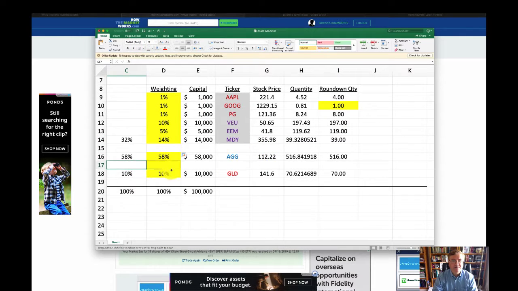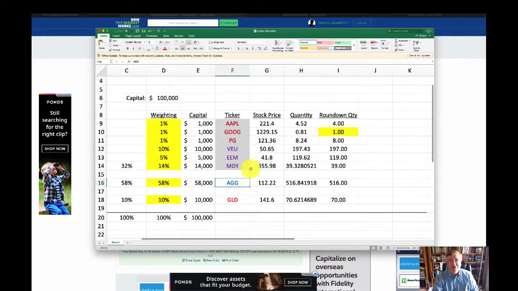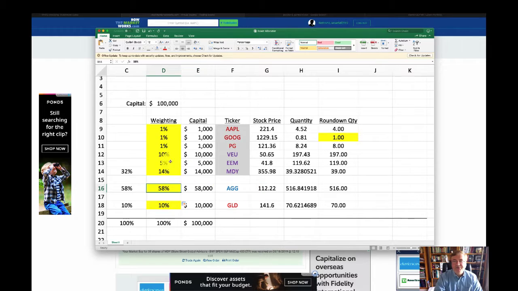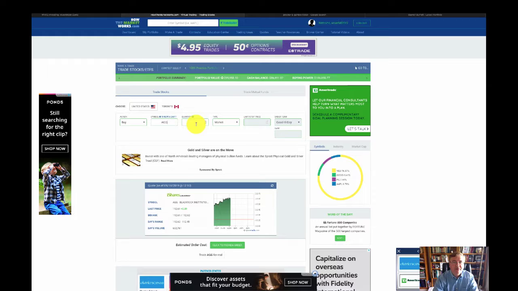Okay, let's move on to the bonds here. As you can see, the bond allocation is quite significant. It's 58% of the overall portfolio, otherwise known as $58,000 in this case. And we're going to buy the Barclays Aggregate Bond Index. This is a portfolio of investment-grade U.S. Treasuries, agency debt, corporate bonds, all investment-grade quality. Okay, so its ticker symbol is AGG, Barclays Aggregate.